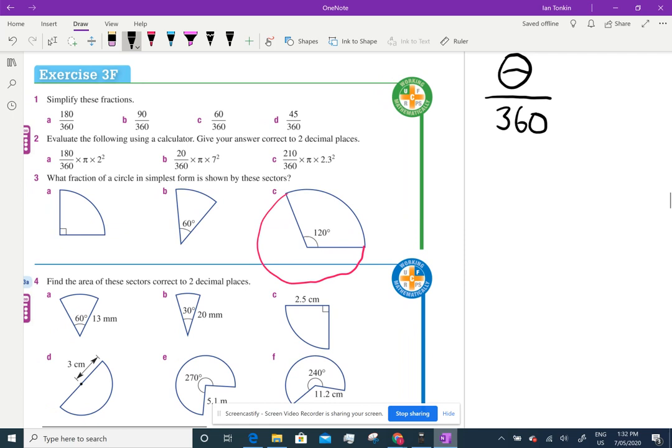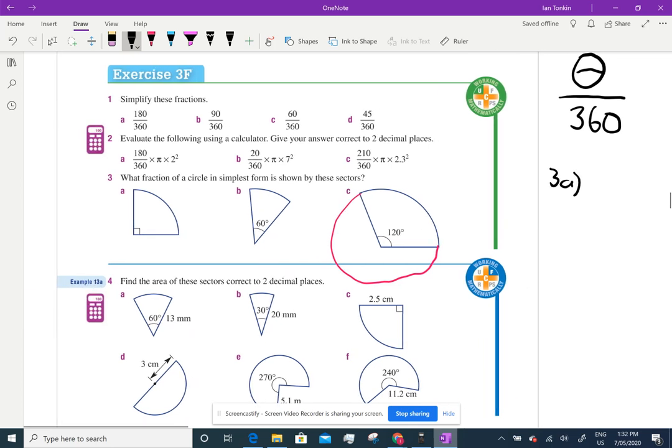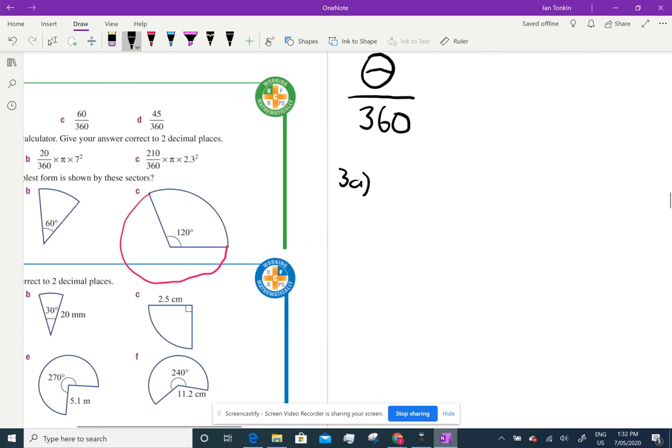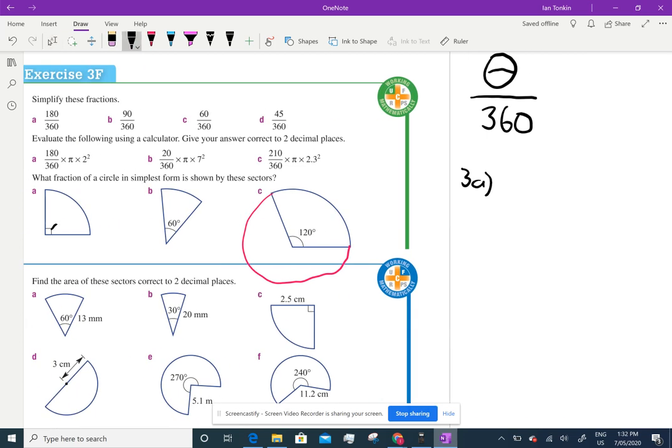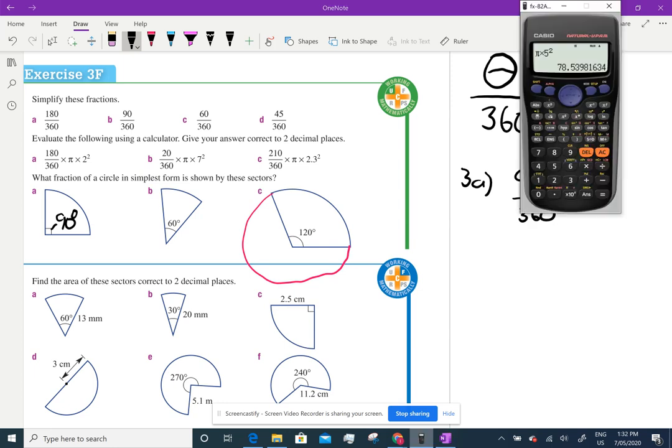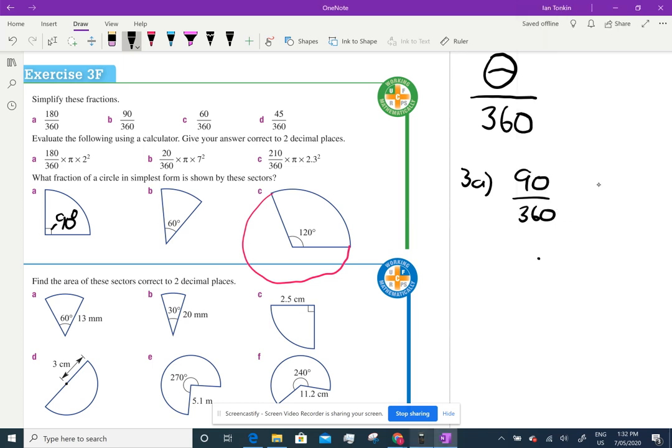So in question 3 here, they ask us what fraction each of these are. Well, 3a is pretty easy because you should know it. Most of you will go, well, that is a quarter. But watch what I do if I just use this method. I know that that little angle is 90 degrees because I know a little square. So 90 over 360 is the fraction. And I'd put that on my calculator. 90 over 360. Oh, it's a quarter.